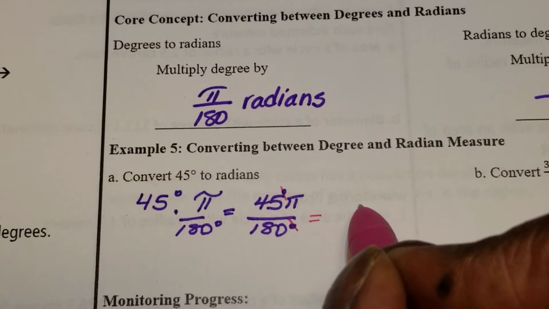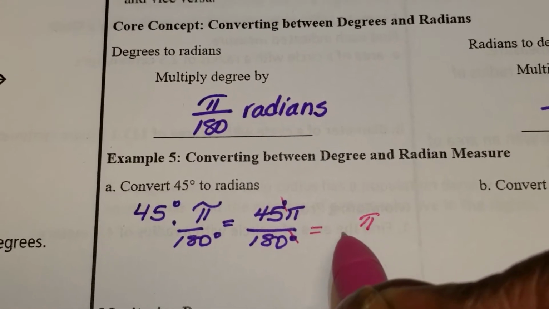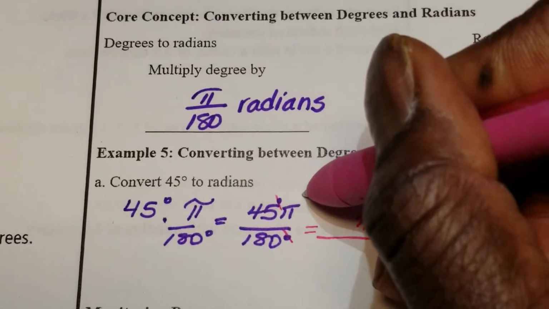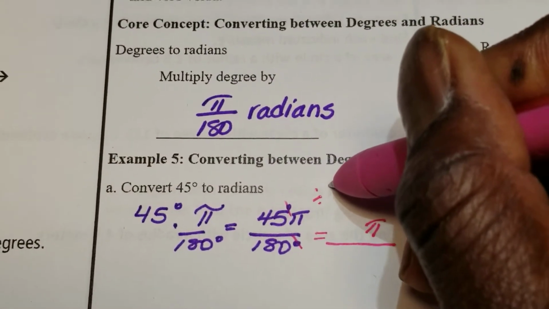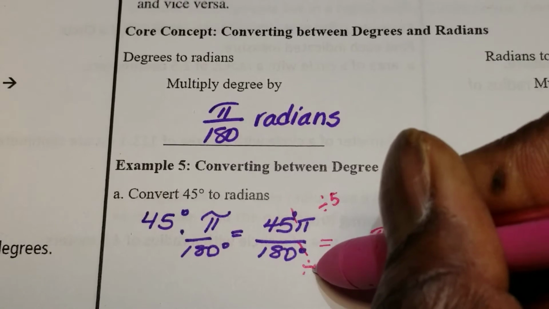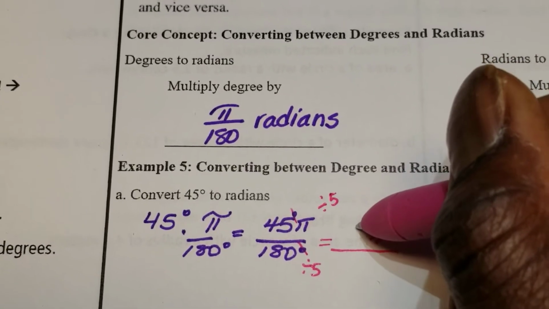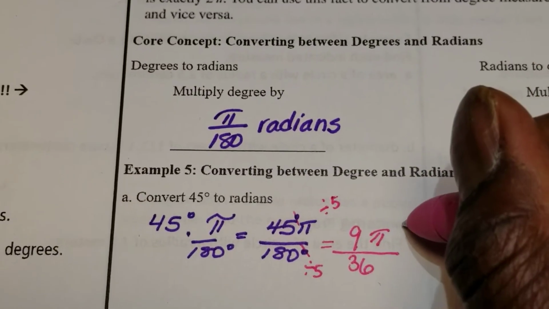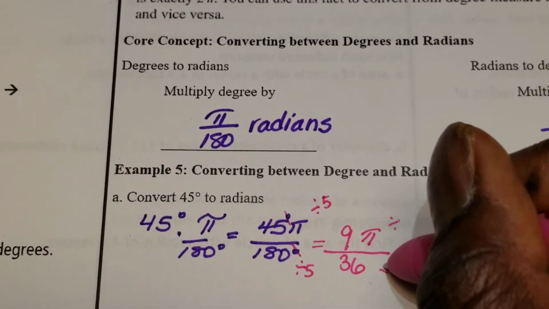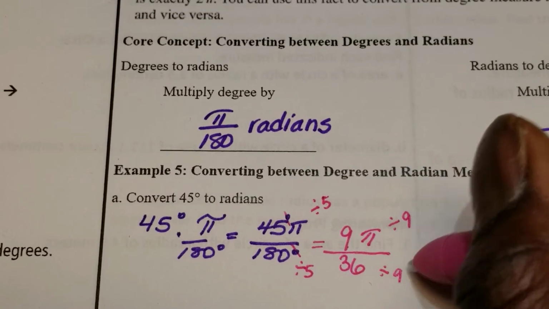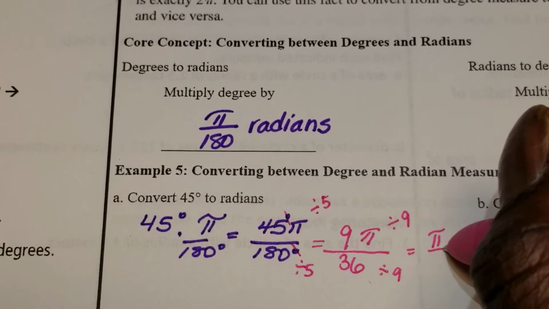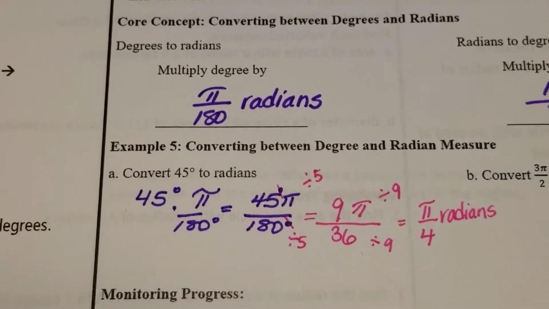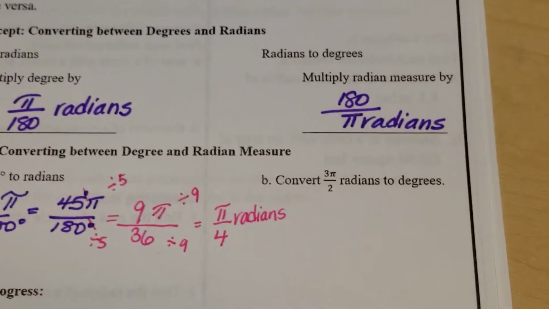But whatever it is, we're going to end up with pi in the top. So probably a quick way to do this would be to divide top and bottom by 5. If you use your calculator, you'll end up with 9 pi over 36. Okay, and that can be further simplified by dividing top and bottom by 9. And we end up with pi over 4 radians. Super simple, right? Let's try this next one.